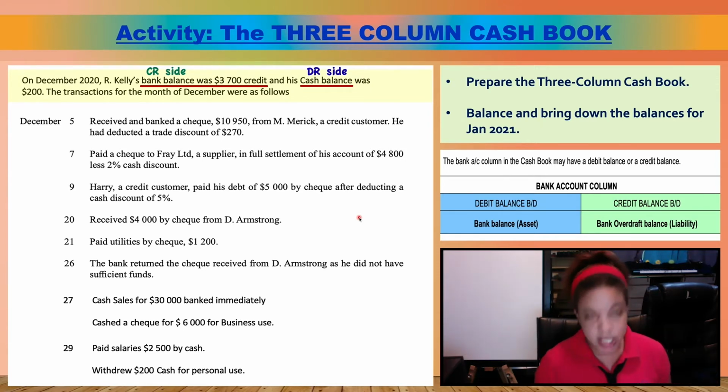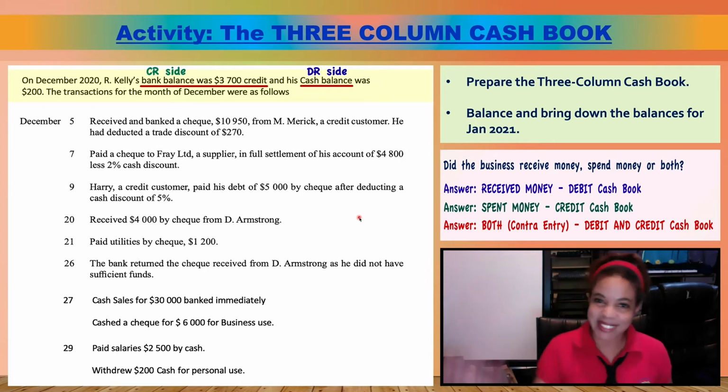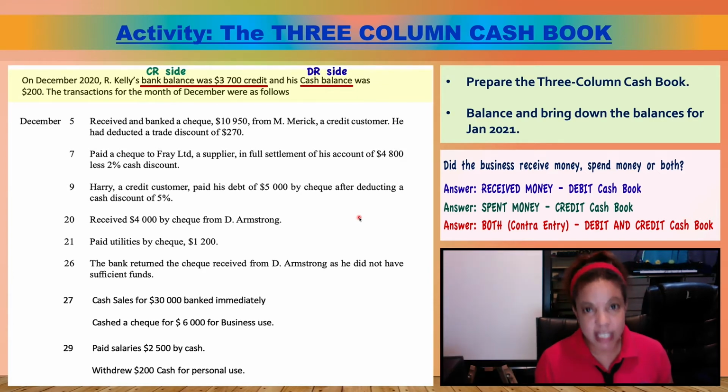Now we're going to go through the other transactions. Remember, all we are doing now is identifying which side. So it's an overview. We're not going to do any calculations. We're just going to identify which side, debit or credit. And remember what the question is, because that's the first thing that you have to do. You have to identify: received, debit side. Paid, spent money, credit side. Contra entry, both sides.